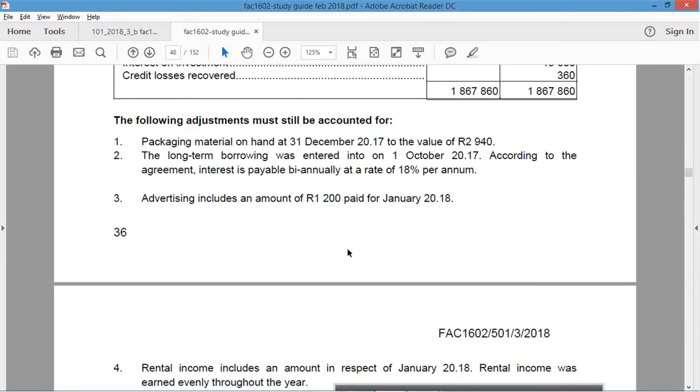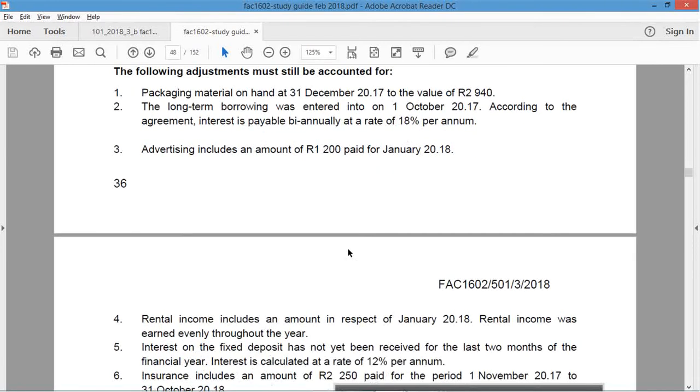Right, now the next part is the tricky bit, which is what I asked you to look at in terms of the adjustments. Right, so what did you do with adjustment number 1? What did you say we had to do? So packaging material on hand was valued at 2,940. Let me check that one. I don't know how accurate I am. I said well, fine. Just, debit.